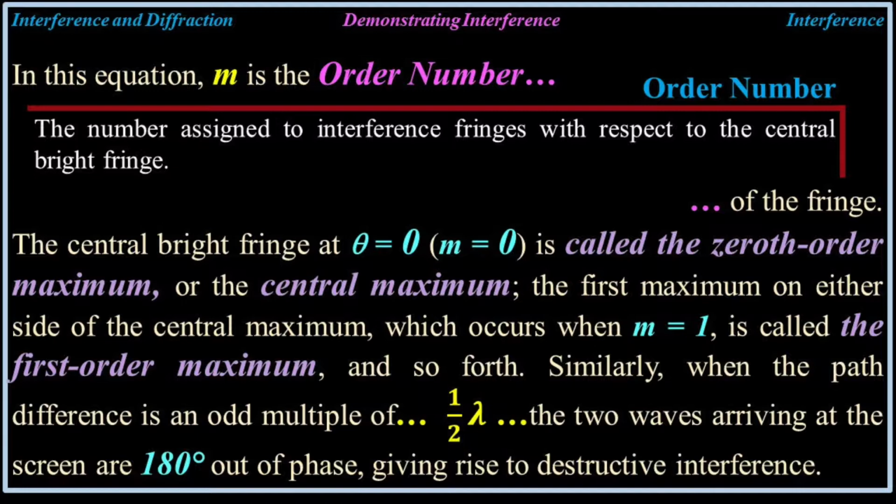Similarly, when the path difference is an odd multiple of 1/2 lambda, the two waves arriving at the screen are 180 degrees out of phase, giving rise to destructive interference.